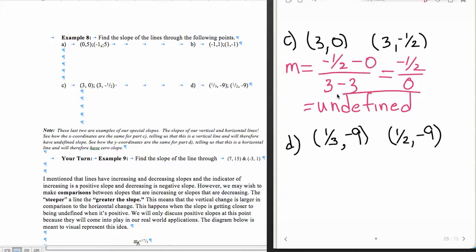Well, undefined slopes are special. Undefined slopes come from lines that are vertical. Remember from the last section we talked about lines that had ordered pairs with all the same x's in them, and those were vertical lines. And so that's what we saw here. Look at this. The x's are exactly the same.